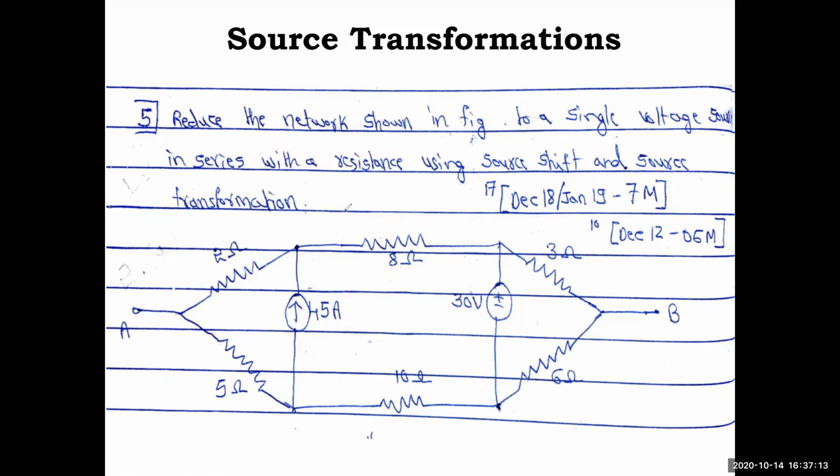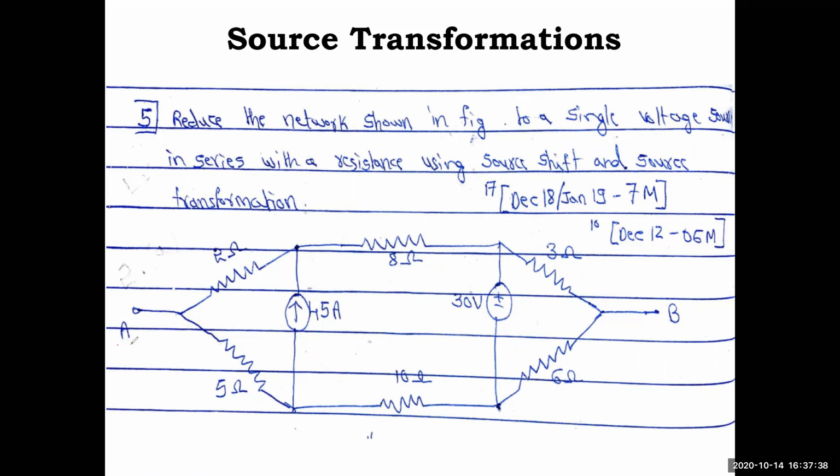Now this fourth question also observe, they are not asking any voltage or current through a resistor, but reduce the network into a single voltage source in series with a resistance. So no need to find out any value, just you have to bring the final circuit. Okay, so how they are asking the question, like that only you have to present your answers. That is also important in numerical problems.